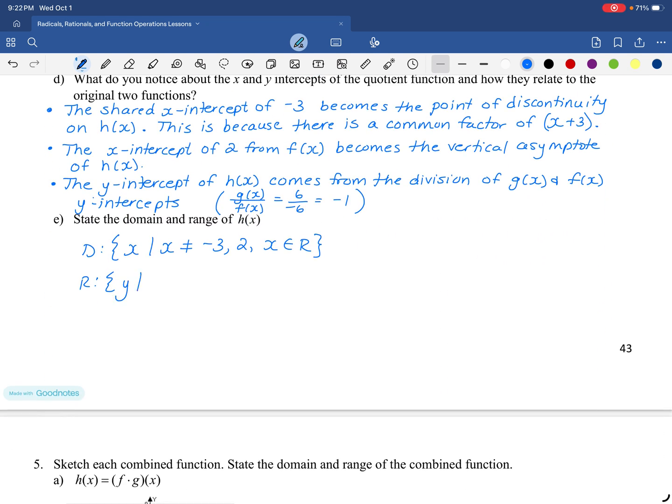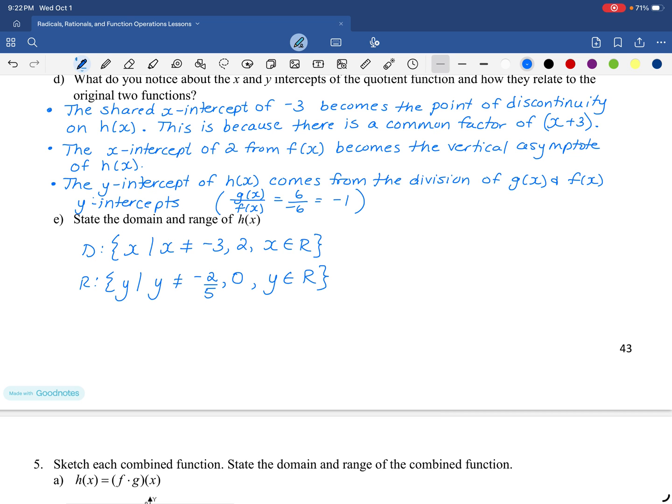So we'll say y such that y cannot be negative 2/5. It also cannot be 0. That's your horizontal asymptote. Otherwise, y is an element of the reals. So a lot more going on in quotient functions because of that denominator. We have to be very careful with it. Okay, so let's take a look at the next page here.